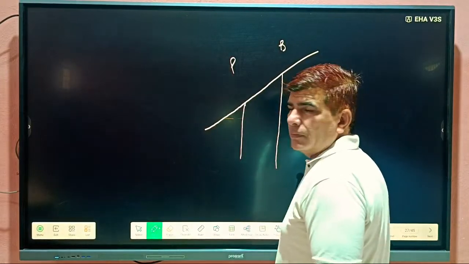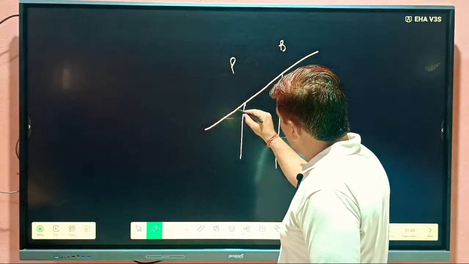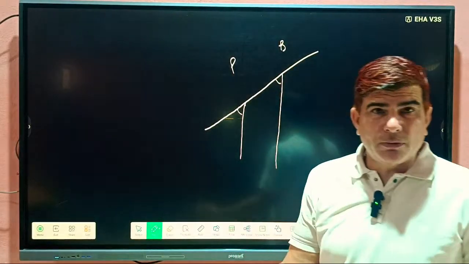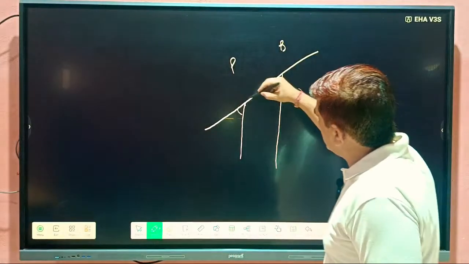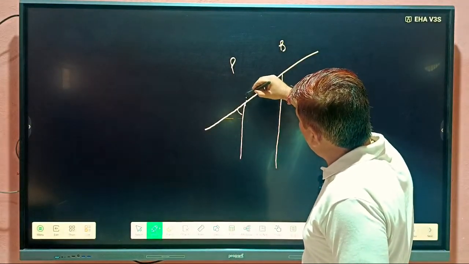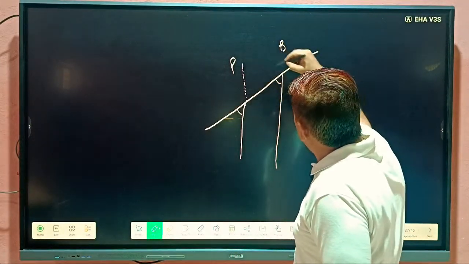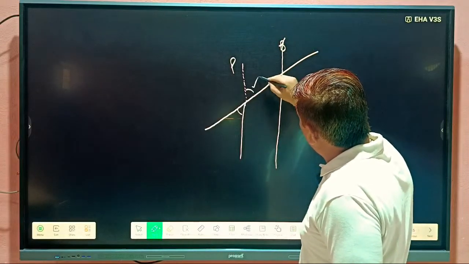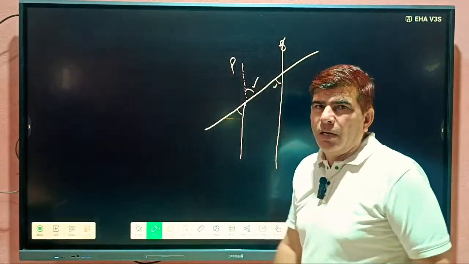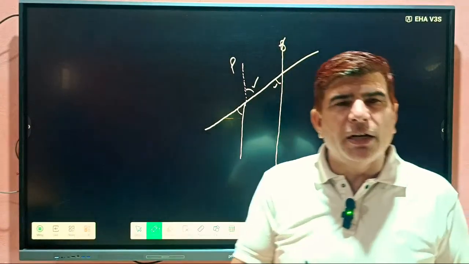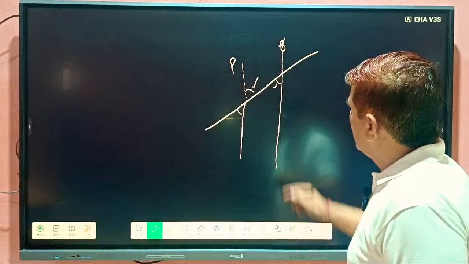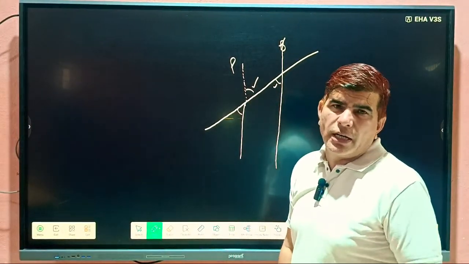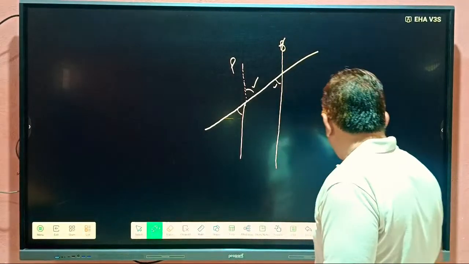Understood? I am saying this angle equals this angle. You can ask, sir, why? So you can extend this. We can extend this, so this angle equals this angle, alternate interior angles between two parallel lines. But this and this are corresponding angles, and corresponding angles are always equal.